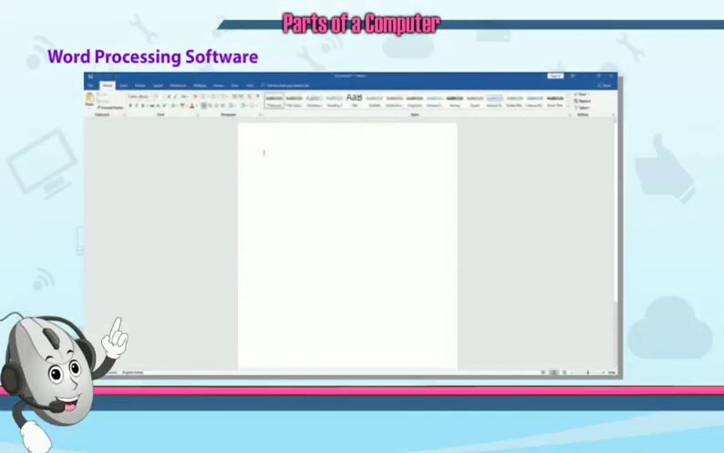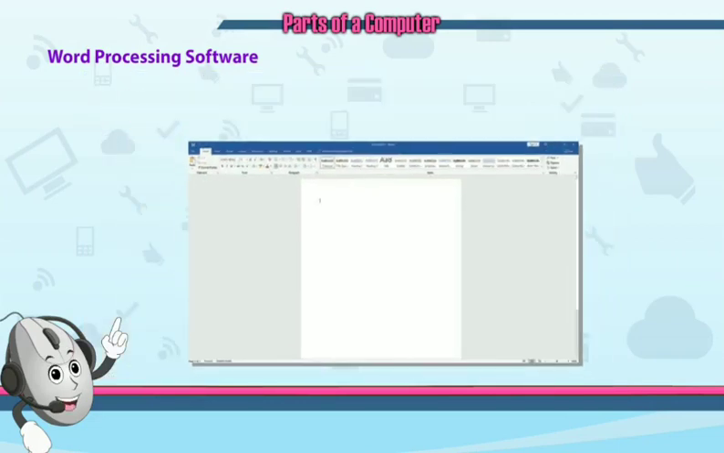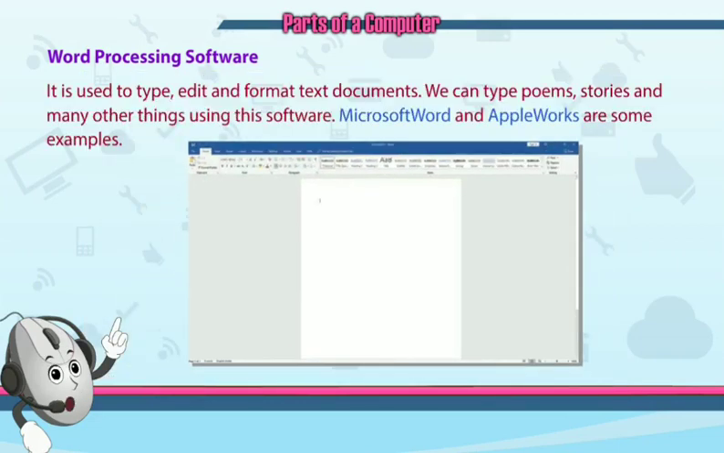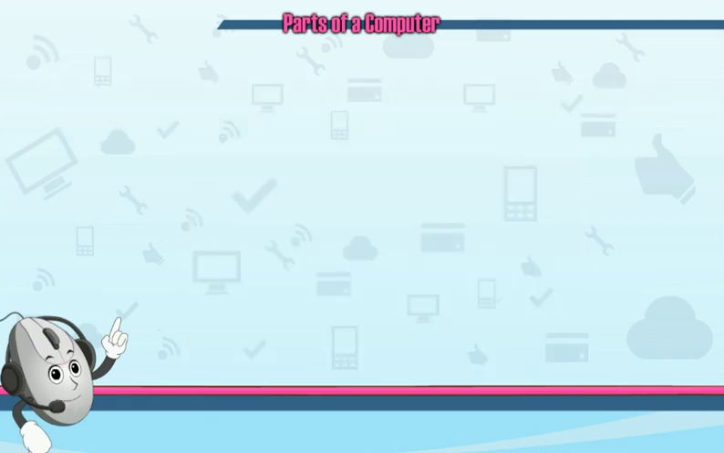word processing software. It is used to type, edit and format. We can type it, then we can change it, which is called editing, and we can decorate it, which is called formatting. In a document we can type poems, stories, paragraphs, everything using this kind of software. Microsoft Word and Apple Works are some examples of word processing software.